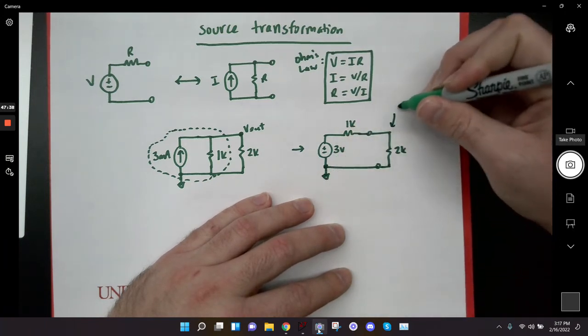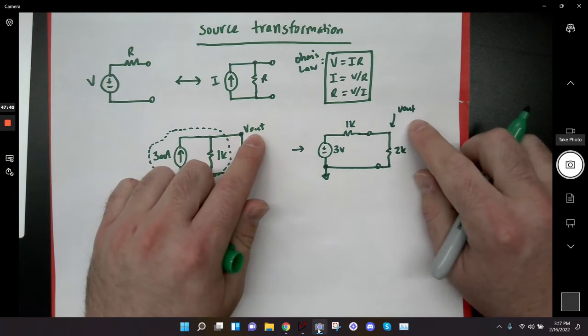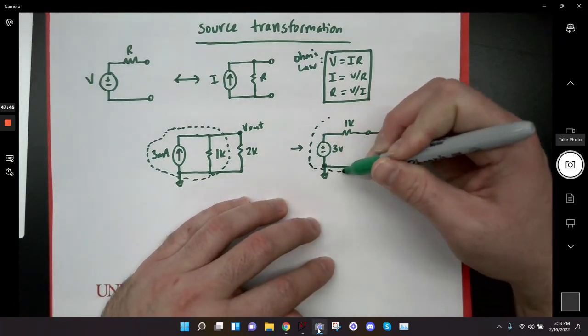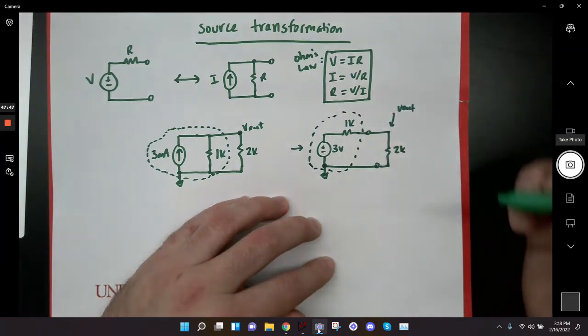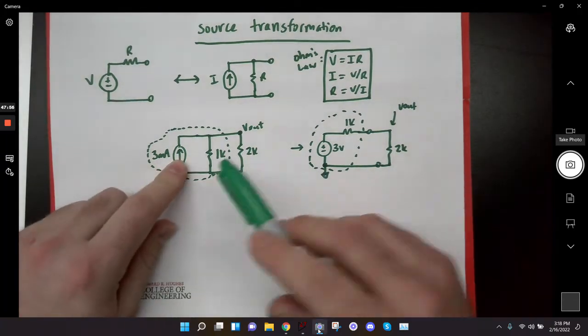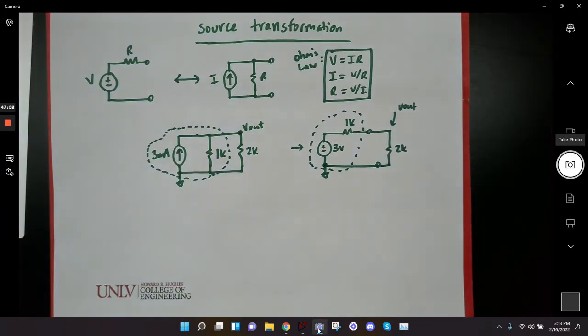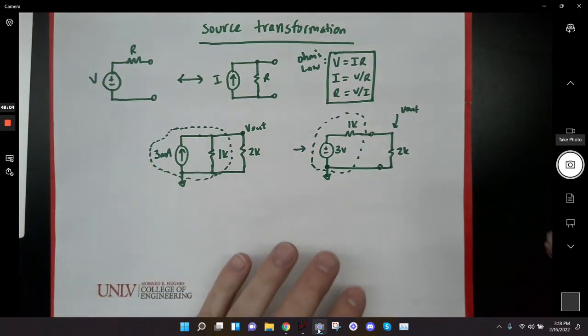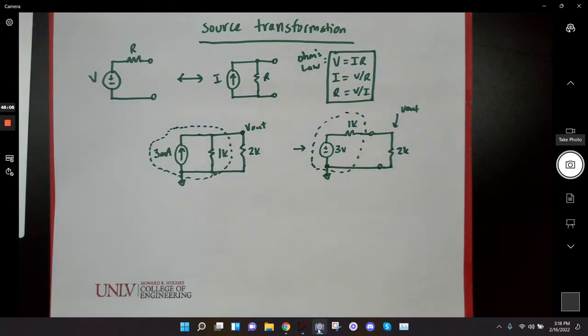And this voltage, V out, will be equal to that voltage. So I just took this 3 milliamps and this 1K and transformed it into 3 volts in series with 1K, and I will get the same output. This is used if you see a circuit where you're like, man, this looks like a pain to do with a current source and a parallel resistor. Let me just transform it into a voltage source and a series resistor. Or it can work the other way. If you don't like this and you do like this for some weird reason, you could go the other way. It just depends. I think voltage sources are easier.